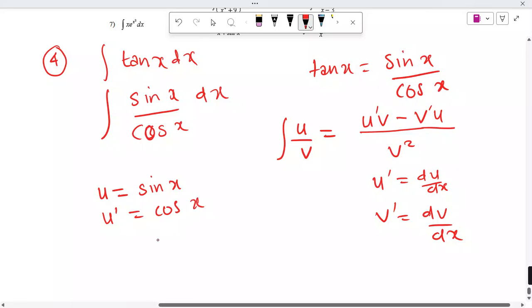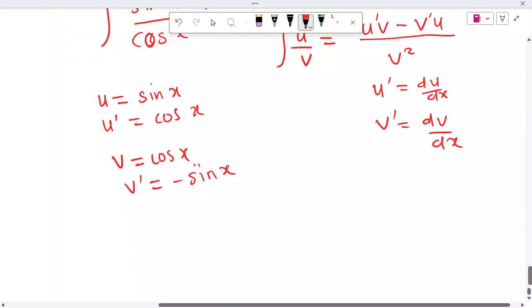Cos x. This is the numerator. Then the denominator v. V is equal to cos x. V prime: you differentiate cos. So if you differentiate cos, what is it? Negative sine x. So now we substitute in the formula.